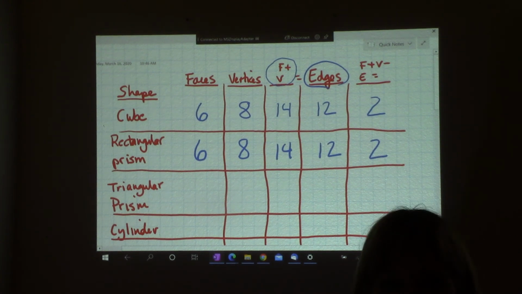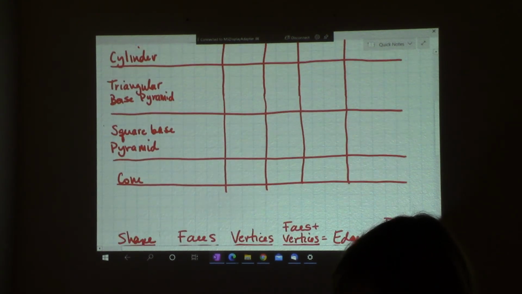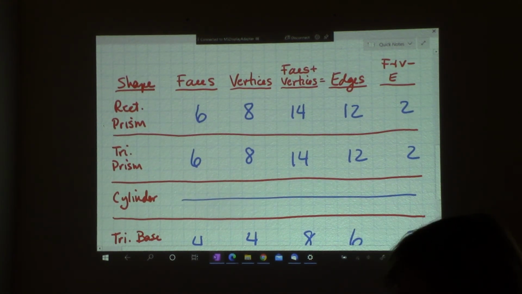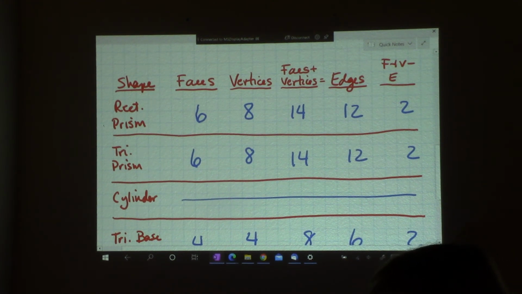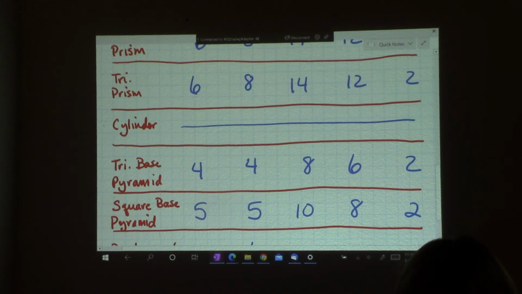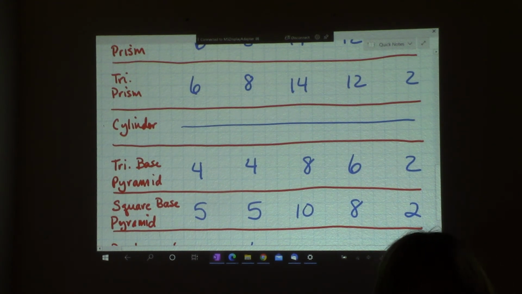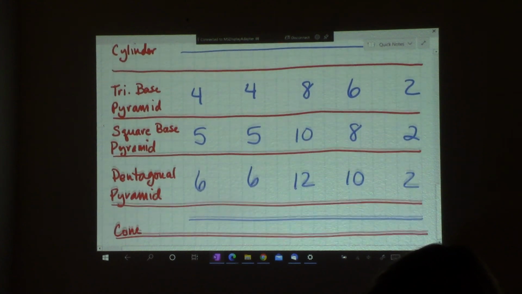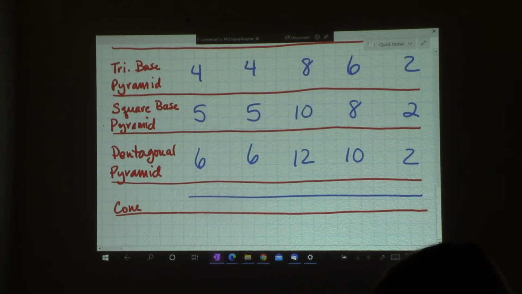Okay, so now we're going to pick it up, and I have down here a chart for you that's already filled out. Together we already filled out the rectangular prism and the triangular prism. A cylinder is actually not a polyhedra because it has a circle for one of the faces, and circles are not polygons. That was important to note. That's why it's on the chart. Okay, so go ahead and check the triangular base pyramid, the square base pyramid, and the pentagonal base pyramid.